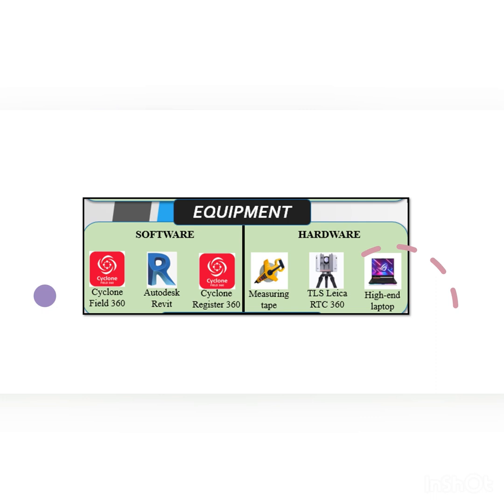It is divided into two, which are software and hardware. For the software, we use Cyclone Field 360 and Cyclone Register 360, which are related to the scanner technologies. The third software is Autodesk Revit to produce the 3D model. The second part is hardware. The first is a measuring tape. The second is the TLS Leica RTC 360. And the third is a high-end laptop.